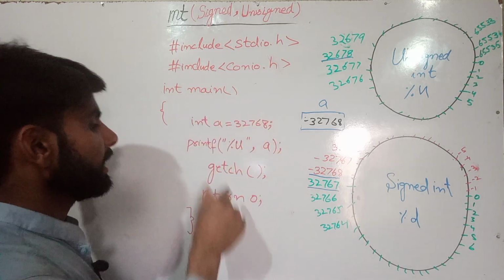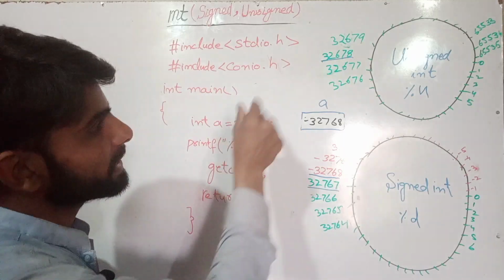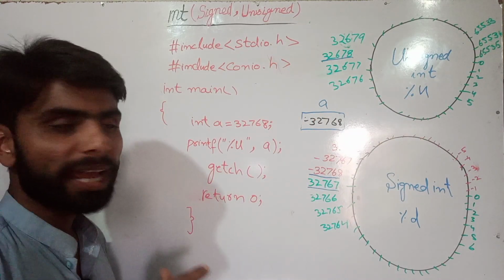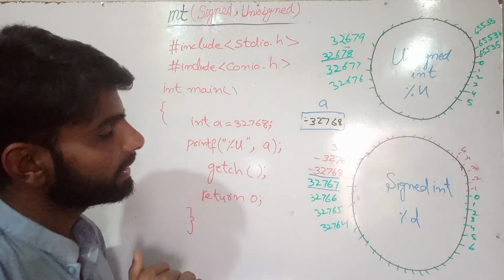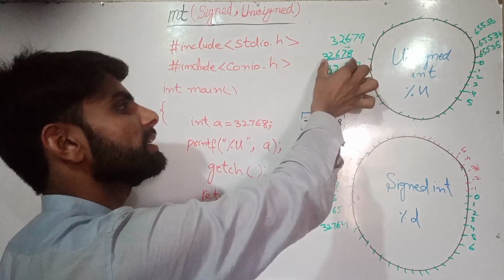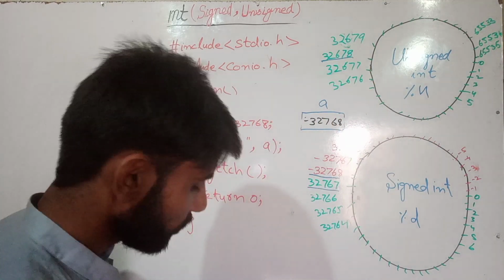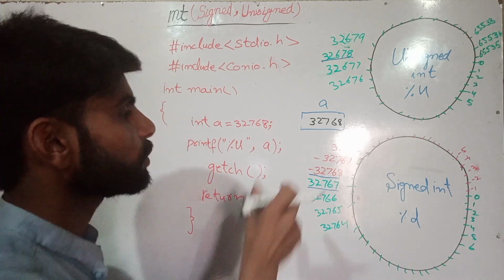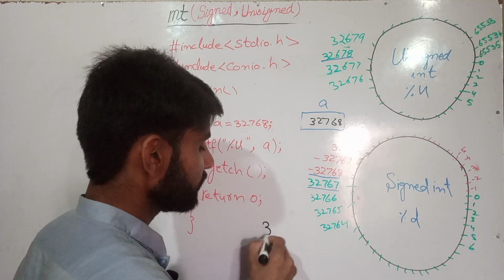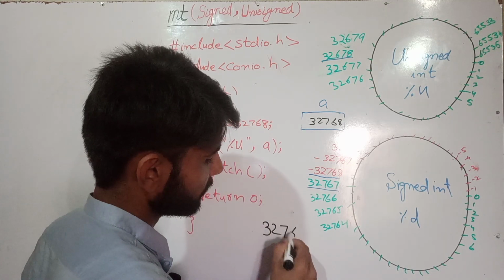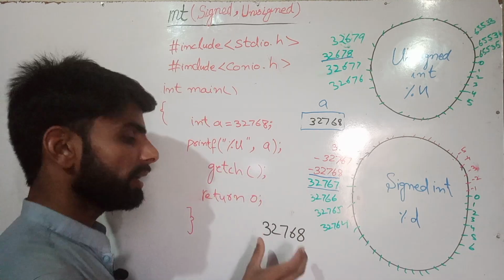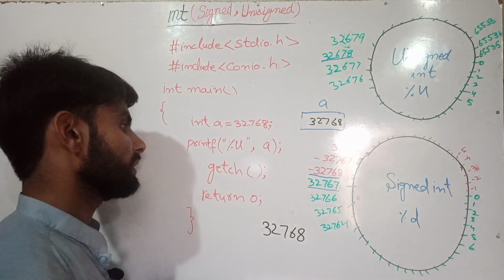So now, due to this format specifier, the compiler will check the unsigned int range, right? Because integer has two types of range, unsigned and signed int, right? So now the compiler will check the unsigned range, and it comes into the range, right? This positive value will be assigned to this variable, and this value will be printed on the screen, right? So when we use printf with percentage u, this value will be printed on the screen, right?